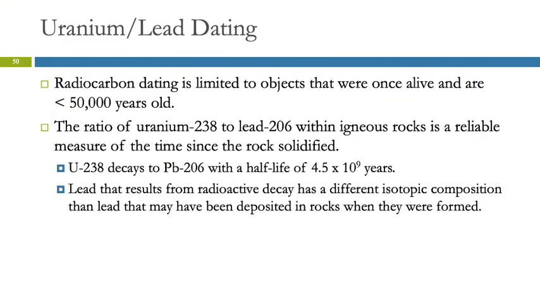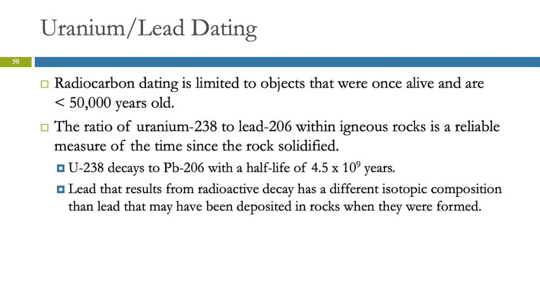Another type of dating is called uranium-lead dating. With radiocarbon dating, the object had to have been alive, taking in carbon. So what if you've got a rock that wasn't alive, or something that's more than 50,000 years old? We can look at the ratio of uranium-238 to lead-206. This will give us a measure of the time that has elapsed since the rock solidified.